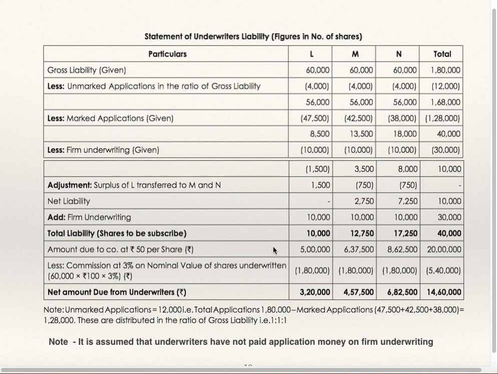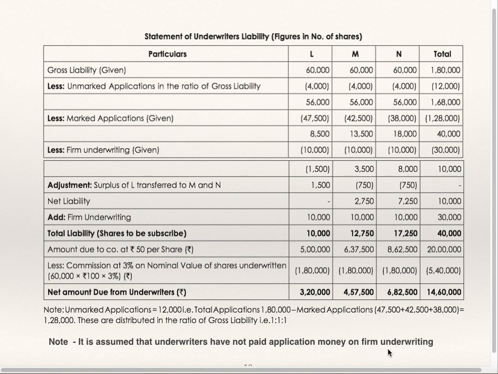Amount due 50 per share on application, multiply by 50, and commission 60,000 into 100 into 3%, 1,80,000 in all the three cases. Net amount due from underwriters. This is due from underwriters. This the company is supposed to pay. So net amount due from underwriters. Note, it is assumed that underwriters have not paid application money on firm underwriting.